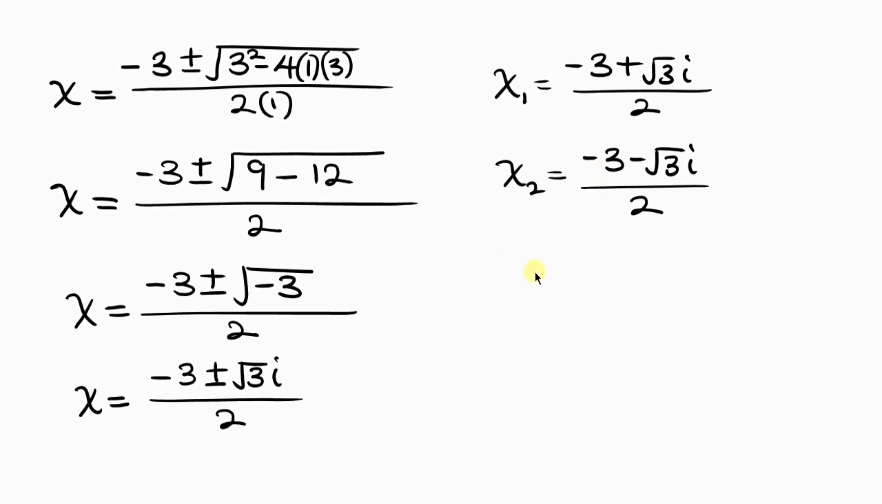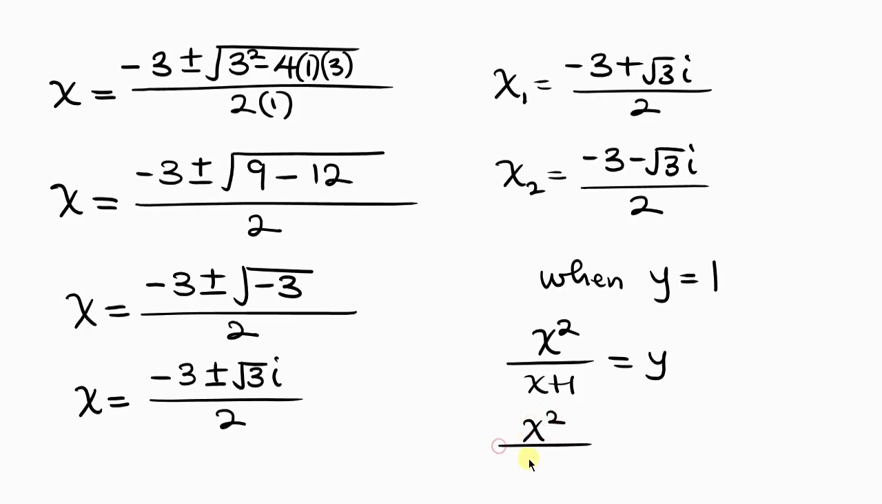Now let's move on to when y is equal to 1. So we are substituting here x squared all over x plus 1 equal to y. So let's put 1 here in place of y. So this is x squared all over x plus 1 equal to 1. Now our next step will be for us to clear the fraction by multiplying both sides of the equation by x plus 1.